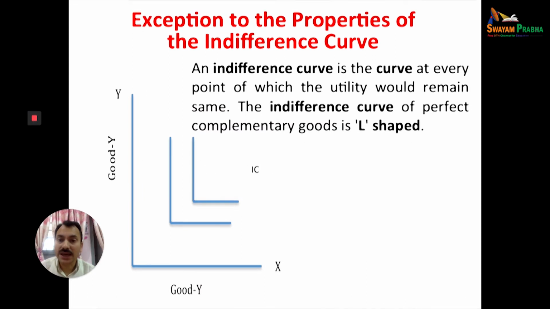An indifference curve can be L-shaped also. This is again an exception to the properties of indifference curves. But this will happen if the commodities are complementary in nature. At every point of an indifference curve the utility would remain the same, but for perfectly complementary goods, when the goods are perfectly complementary in nature, the indifference curve can be L-shaped.